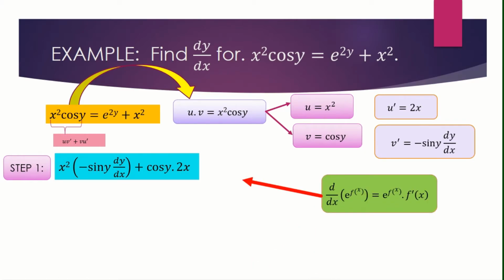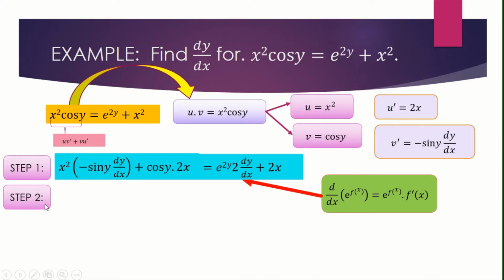And it is equal to, we need to differentiate the right side. Differentiate e to the power of 2y here. It is in the form of e to the power of f(x). When we differentiate e to the power of f(x), we get e to the power of f(x) times f prime of x. So here we differentiate e to the power of 2y, and we get e to the power of 2y times 2. And remember, because the function is in terms of y, we have to multiply with dy/dx. And after that, differentiating x squared, we get 2x.